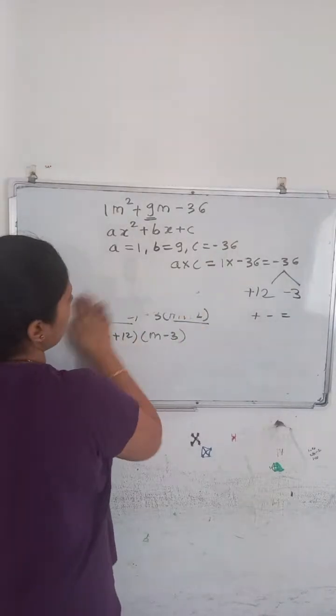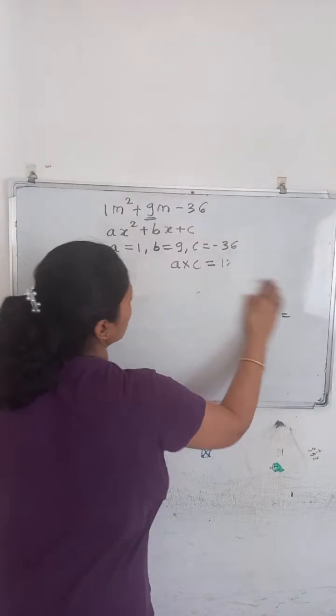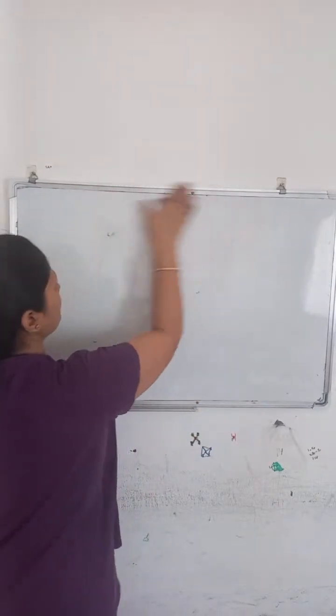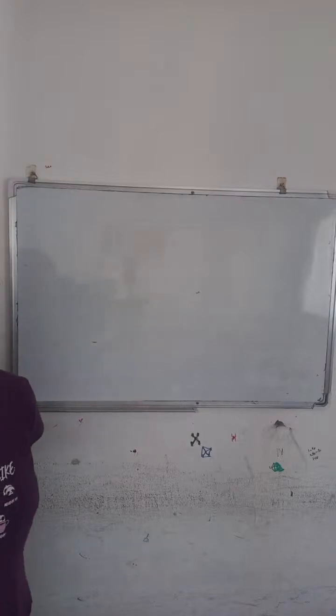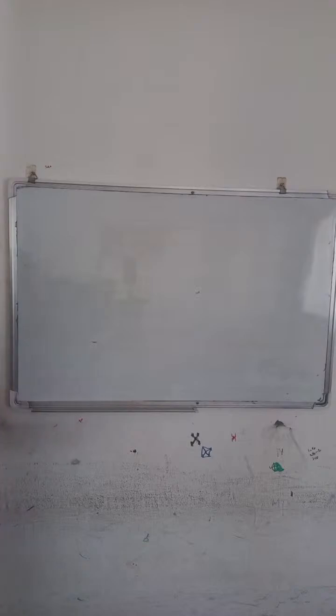The volume of the cube is 729 centimeter cube. Then find the total surface area of the cube.